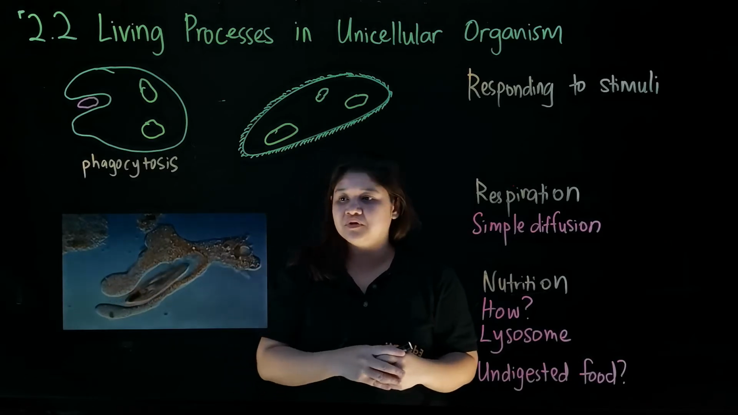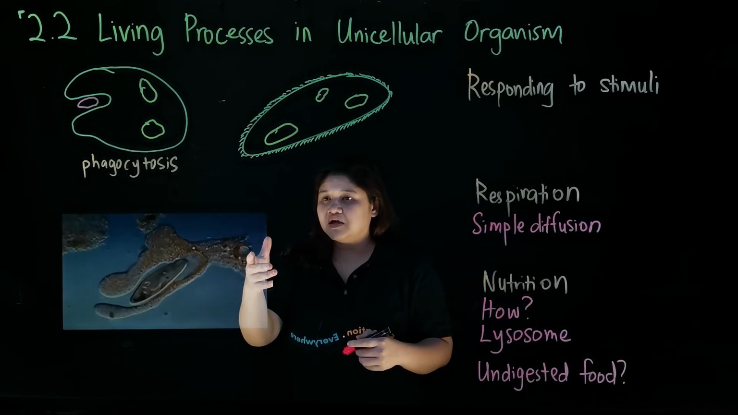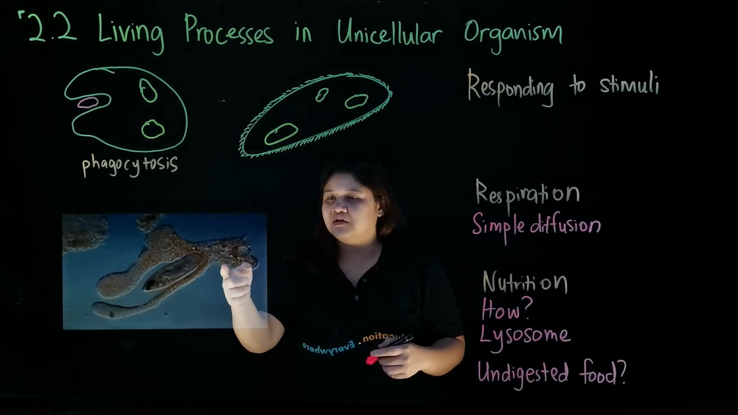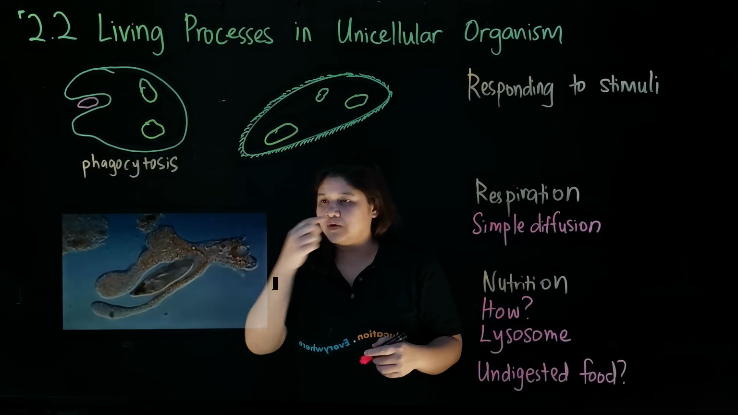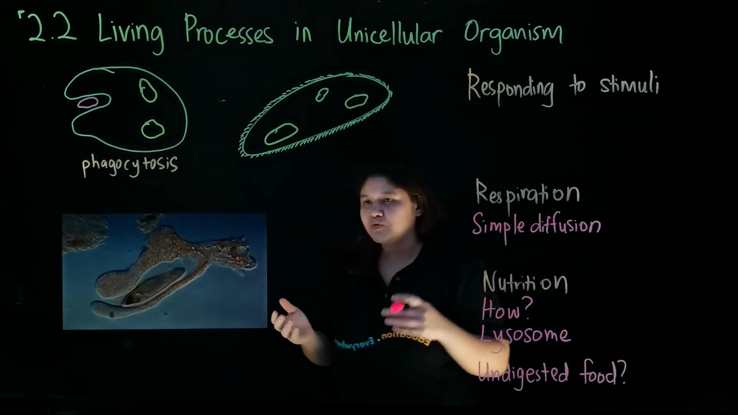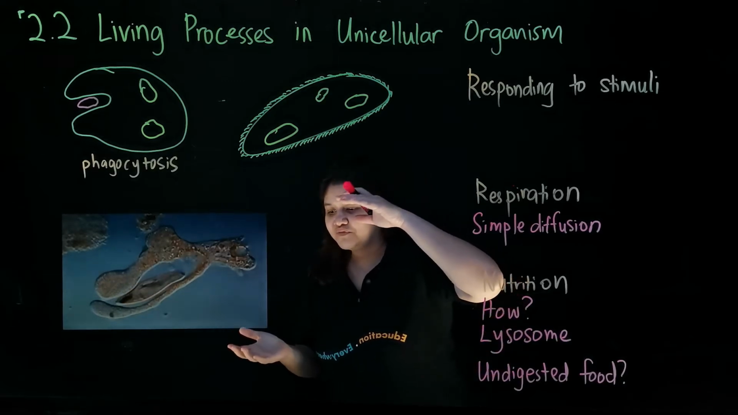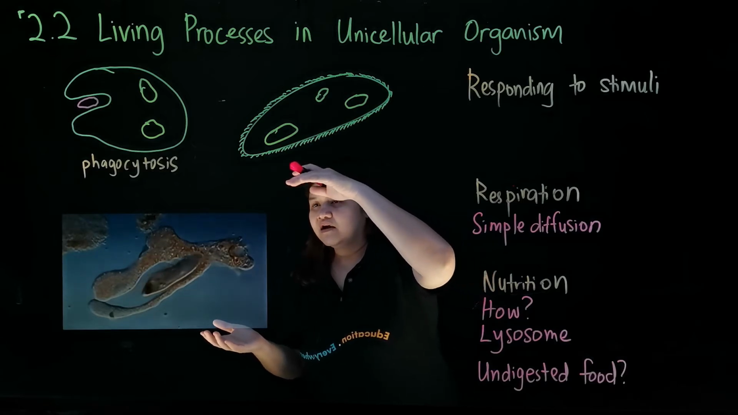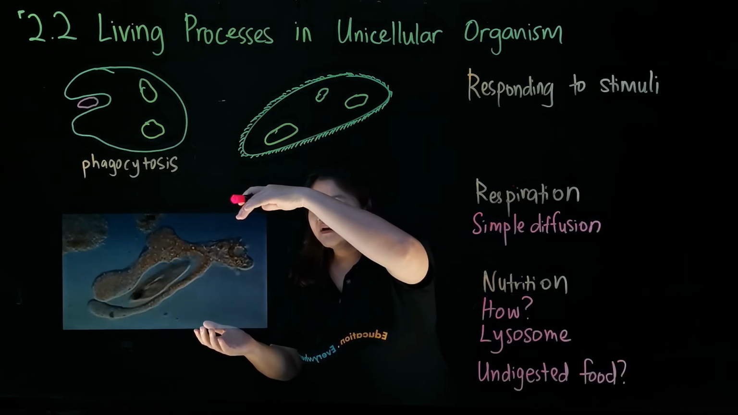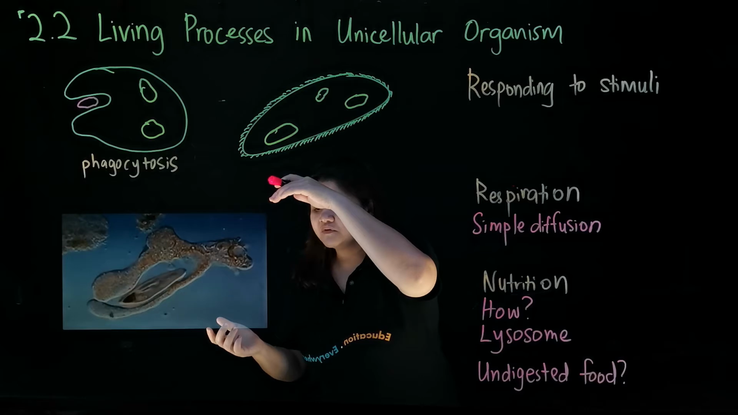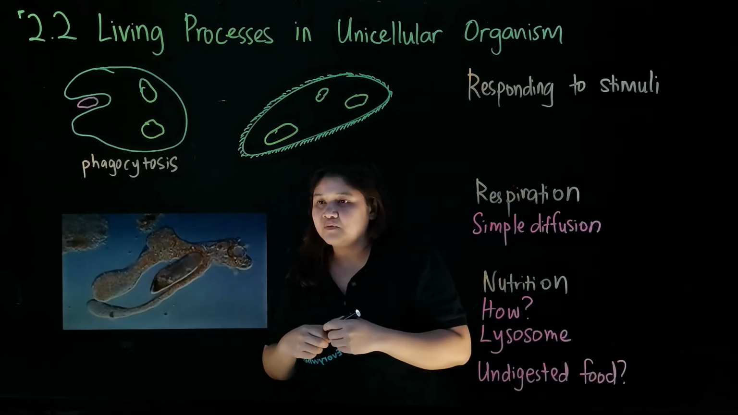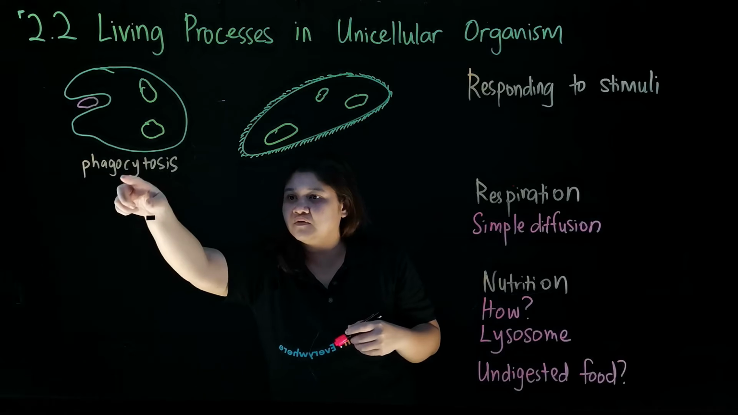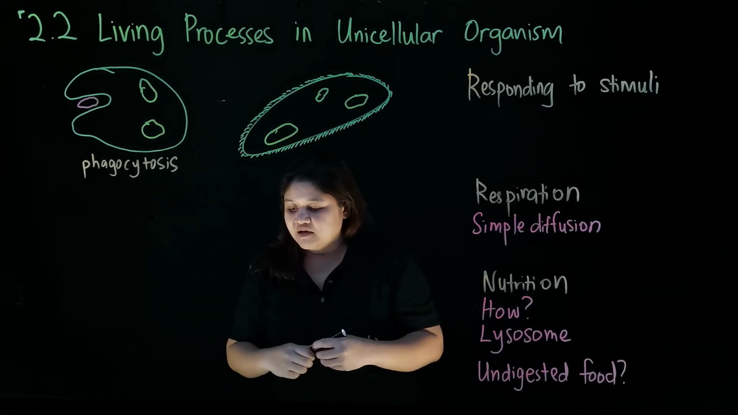A perfect example, if you're looking at the video right now, is the amoeba actually engulfing the paramecium. So what it does is it moves the pseudopodium, or what we call the false feet, and it covers the paramecium. This is a process that we call phagocytosis. Okay, phagocytosis.